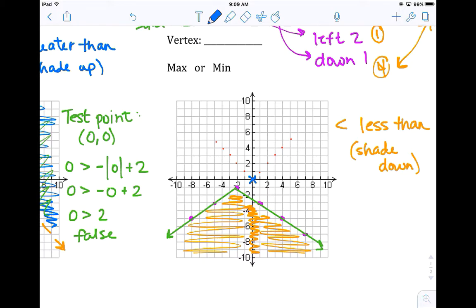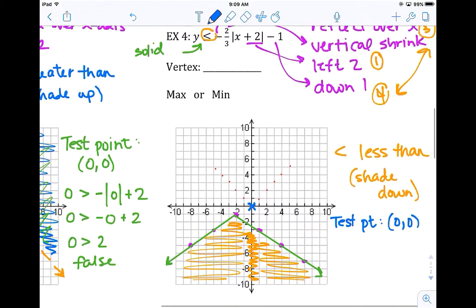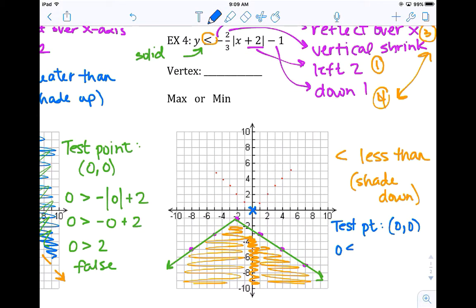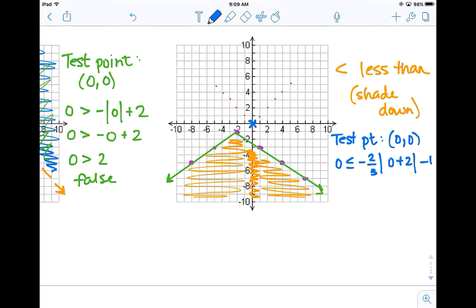So again, going to keep it easy, make that test point 0, 0. And we're just going to plug that into our equation. So we'll have 0 is less than or equal to -2/3 times the absolute value of 0 plus 2. Whoops, not a parenthesis. And then subtract 1. So 0 plus 2 is just 2. The absolute value of 2 is also 2, so that means we have -2/3 times 2 minus 1.